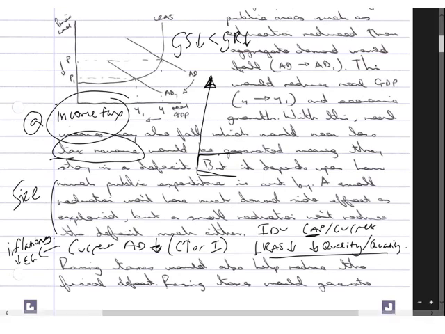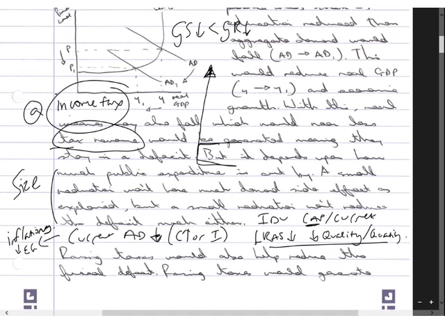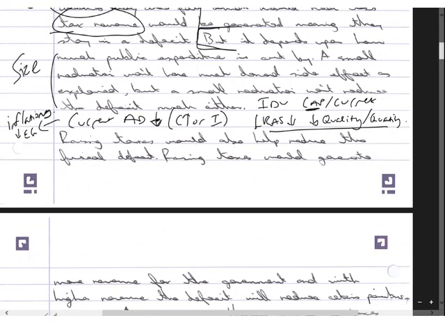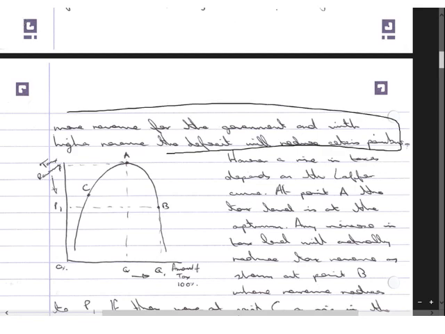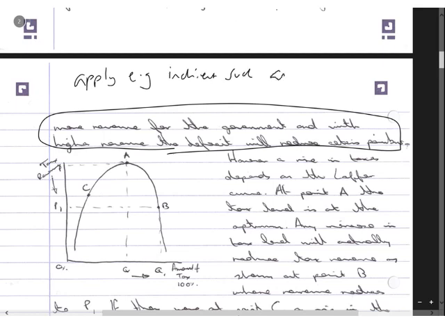Raising taxes would also help reduce the fiscal deficit. Raising taxes would generate more revenue for the government, and with higher revenue, the deficit will reduce ceteris paribus. Again, if we're talking about raising taxes, just some application, e.g. indirect taxes such as VAT, or direct taxes such as corporation tax. However, a rise in taxes depends upon the Laffer curve.